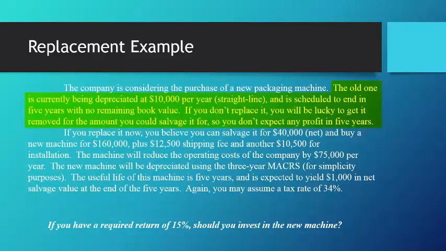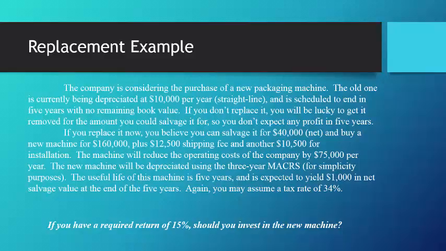If you don't replace it, you'll be lucky to get it removed for the amount you could salvage it for, so you don't expect any profit in 5 years. In other words, the book value and the market value would both be zero at that point, and therefore there's no tax effect if we let it go all the way to the end. The new machine, however, is going to have $1,000 left, and therefore there might be a tax effect depending upon what the book value is. Oh crud, what is the book value?